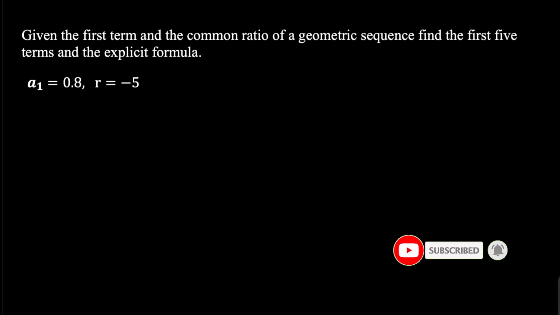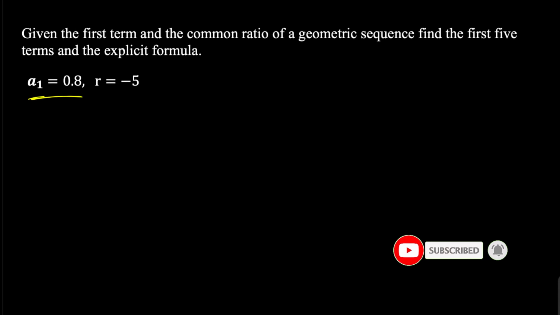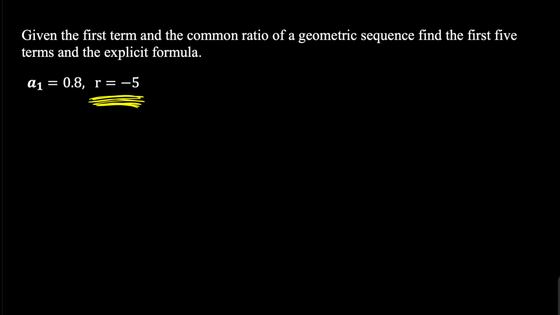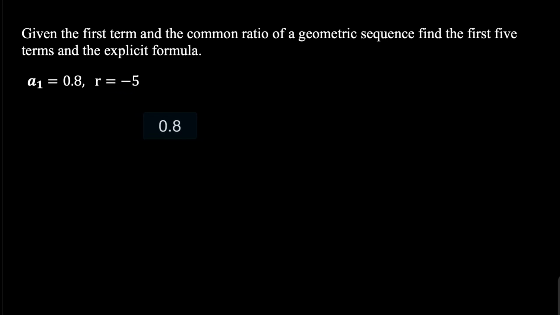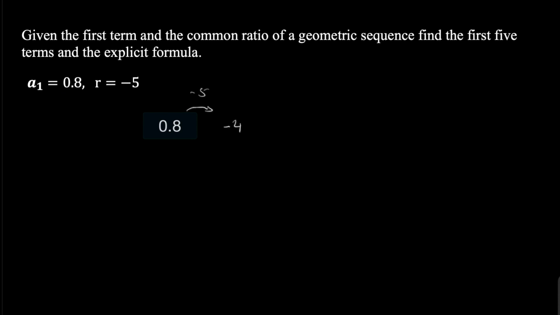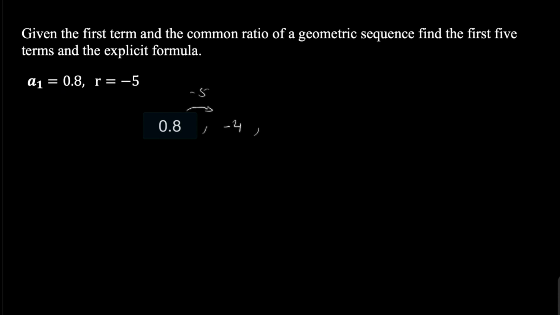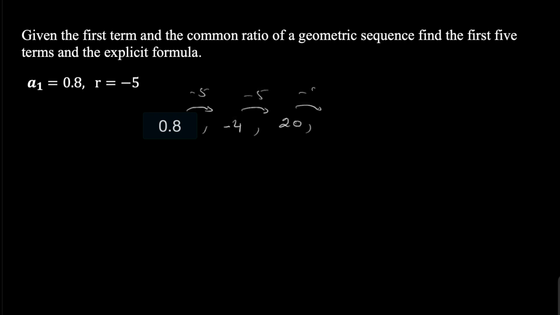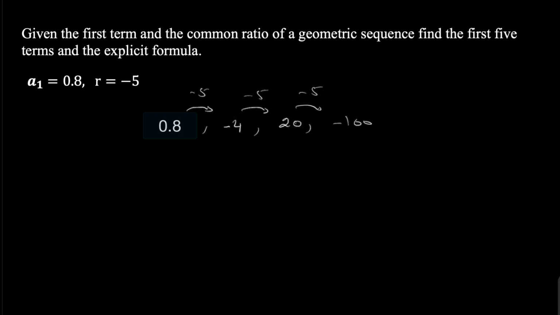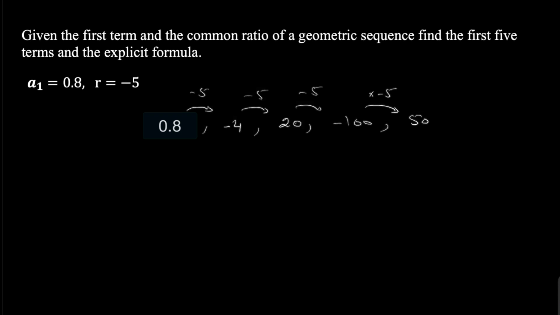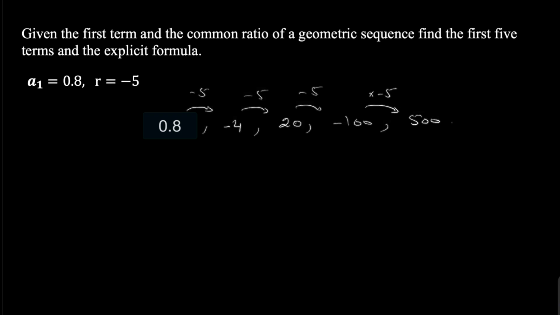Given the first term and the common ratio of a geometric sequence, find the first 5 terms and the explicit formula. As you see here, a1 is equal to 0.8 and the common ratio is -5. So we can say 0.8, the first term, multiplied by -5, you get -4. -4 times -5, you get 20. 20 times -5, you get -100. And -100 times -5, you get 500. And those are the first 5 terms.